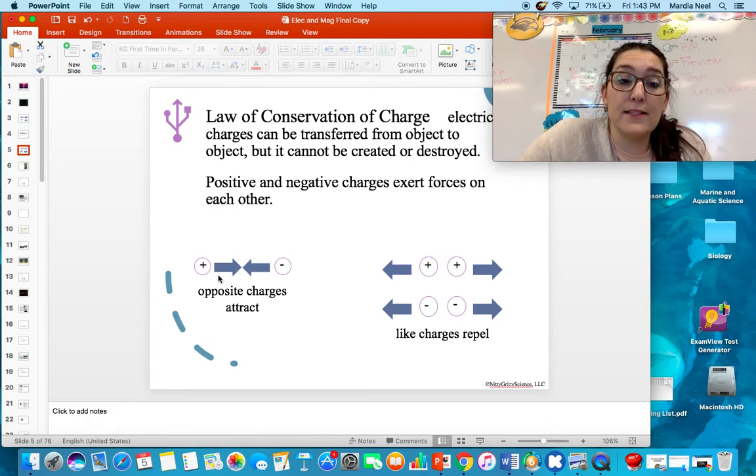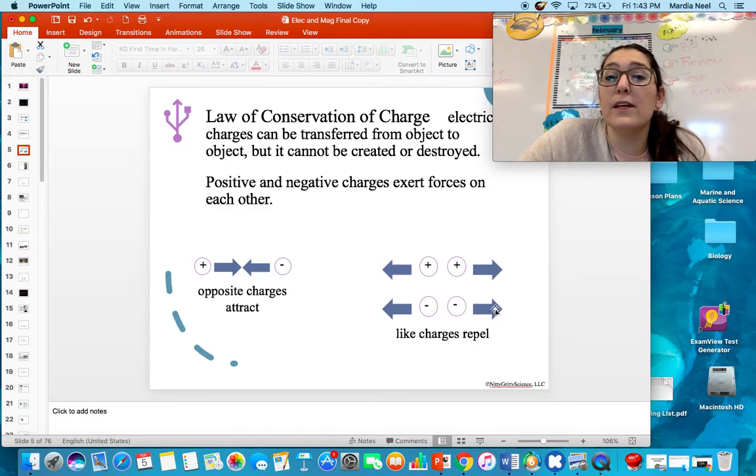And those positive and negative charges exert force on one another. So positive and negative, you've all heard the saying before that opposites attract. The same is true in science. So your positive proton is attracted to your negative electron. And like charges push each other apart. So if you have two positives, they push away from each other. And if you have two negatives, they push away from each other.